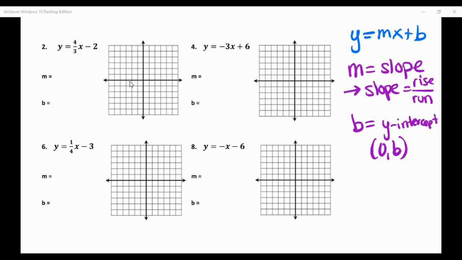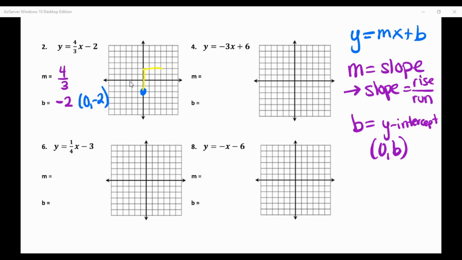So for number 2, y equals 4/3 x minus 2. The slope is 4 over 3, and the y-intercept is -2. This means that the y-intercept is at the point 0, -2. So we start there first, graph the y-intercept, and then count out the slope to find your next point. So we're going to go up 4 units and to the right 3.